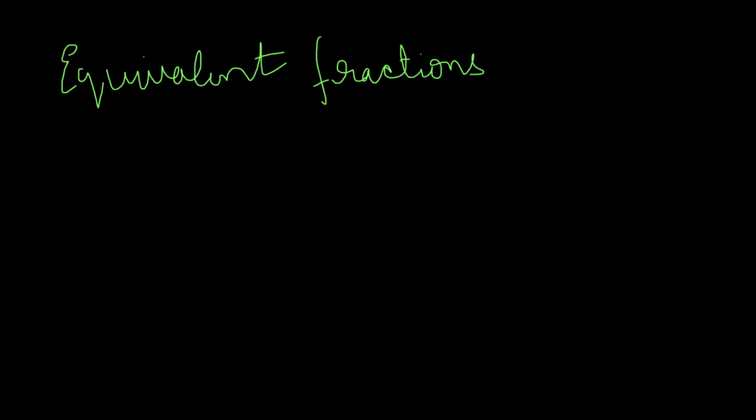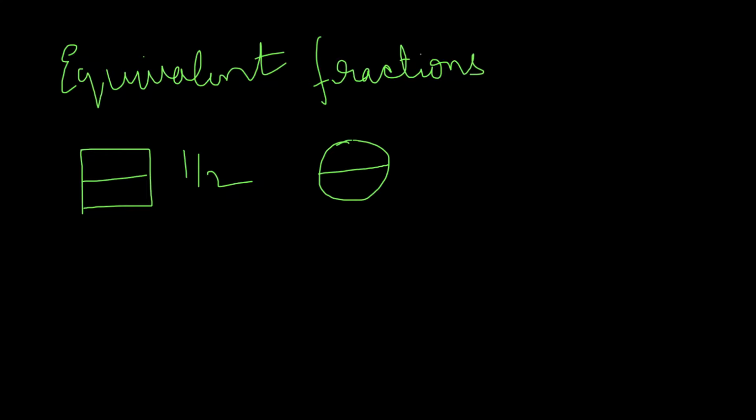So, how will you represent equivalent fractions? If a square is divided into two equal parts, this would be 1 upon 2. If a circle is divided into 4 equal parts, and I asked you to represent two of its parts, then it would be 2 upon 4, and if you simplify this, then it would be 1 upon 2.